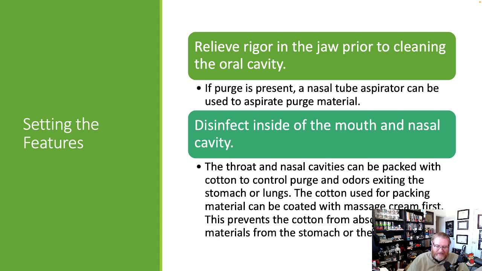So the throat and nasal cavities can be packed with cotton to control purge and odors exiting from the stomach or lungs. The cotton used for packing material can be coated with massage cream first. This prevents the cotton from absorbing purge materials from the stomach or lungs and also advancing those odors.